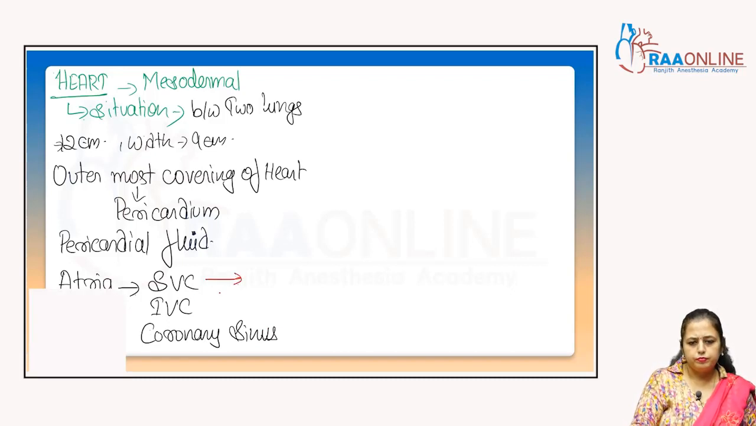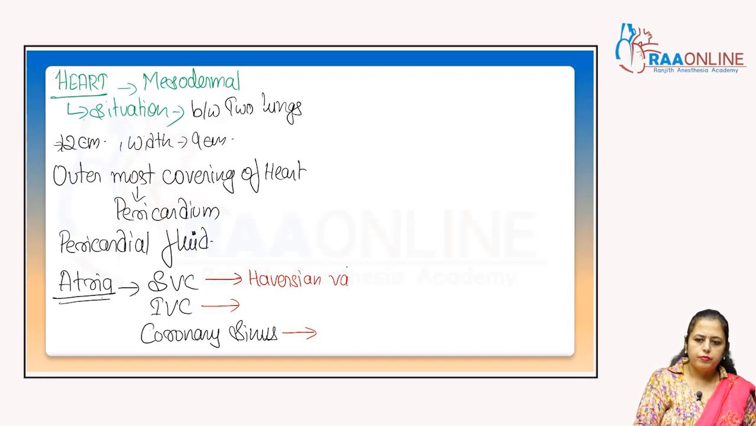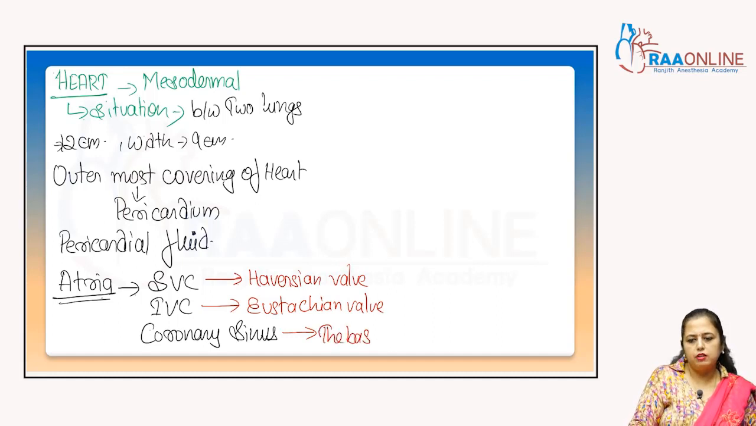SVC is guarded by the Haversian valve. IVC is guarded by the Eustachian valve, and coronary sinus is guarded by the Thebesian valve, right?